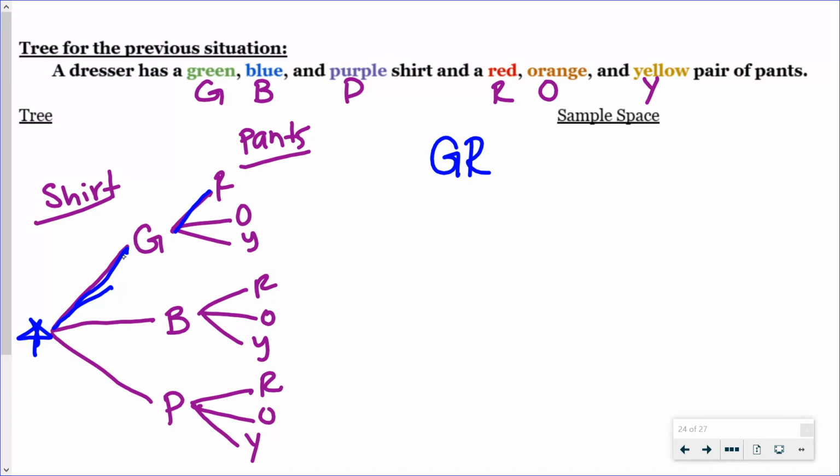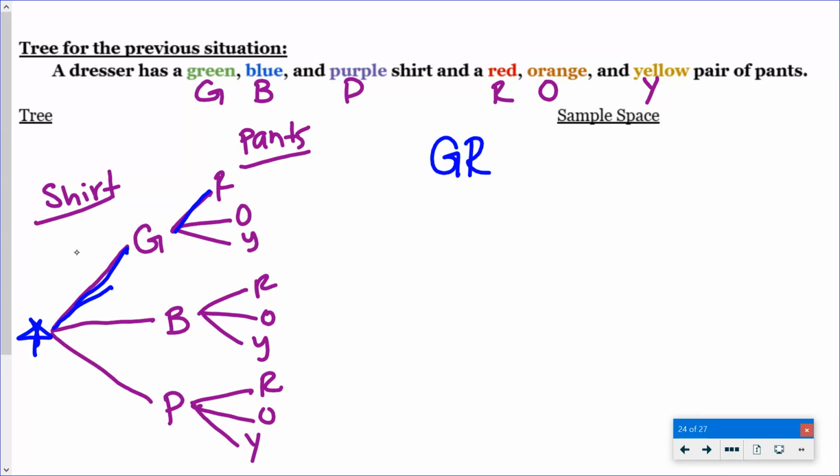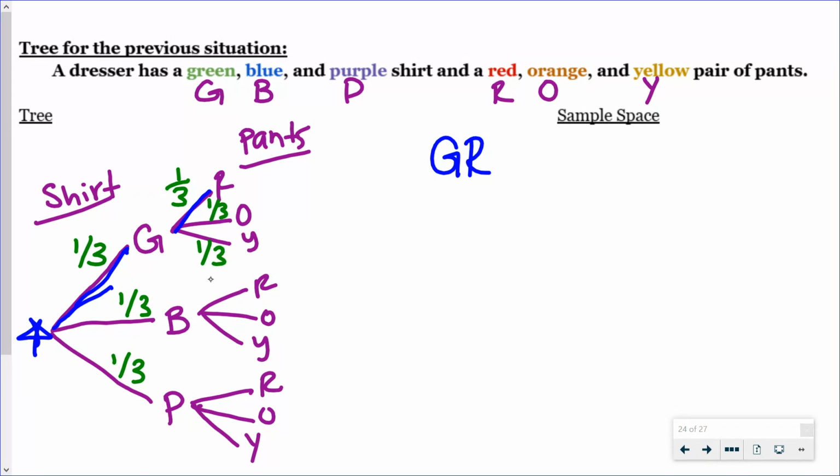Now, one thing we did not include that most trees include is a probability. So we're going to take a minute and write in the probabilities of each thing happening. Well, the probability of pulling a green shirt out of a green, blue, or a purple shirt is 1 out of 3. It's the same probability for the blue and the same probability for the purple. So on the branch, we write what the probability is of that thing happening. Now, if I focus in just on the pants, the probability of pulling a red pair of pants is 1/3, 1/3 for orange, and 1/3 for yellow. And it doesn't matter whether or not I have a green shirt or a blue shirt, the probability for the pants stays the same.